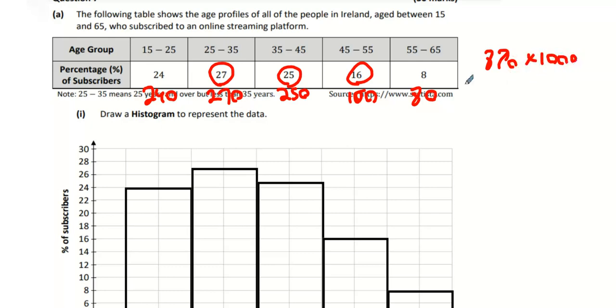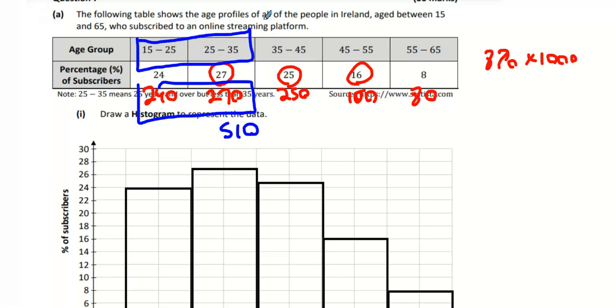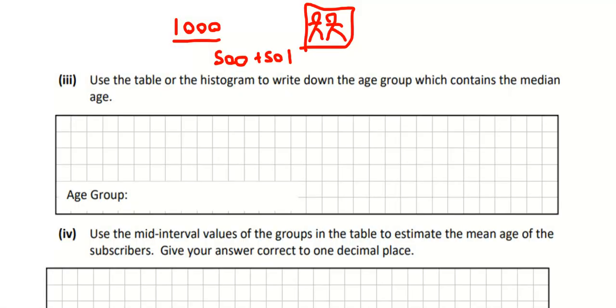Now, if you add the two of these together, the 240 and the 270, you get 510. So the first 510 people are located in these two regions. But it's safe to say that 500 and 501 are located from 25 to 35. Okay, that's going to be the 25 to 35 bracket.